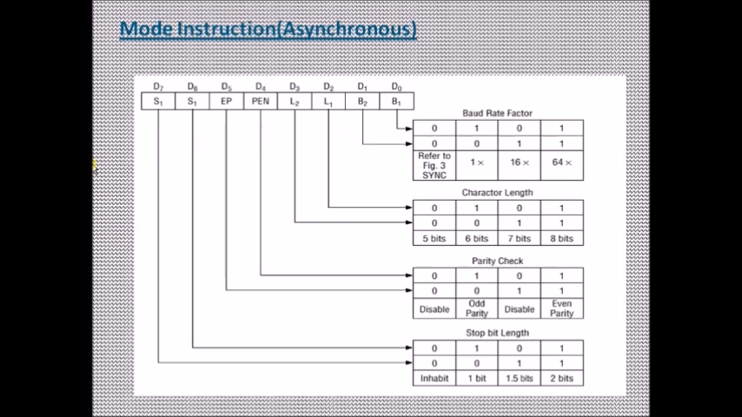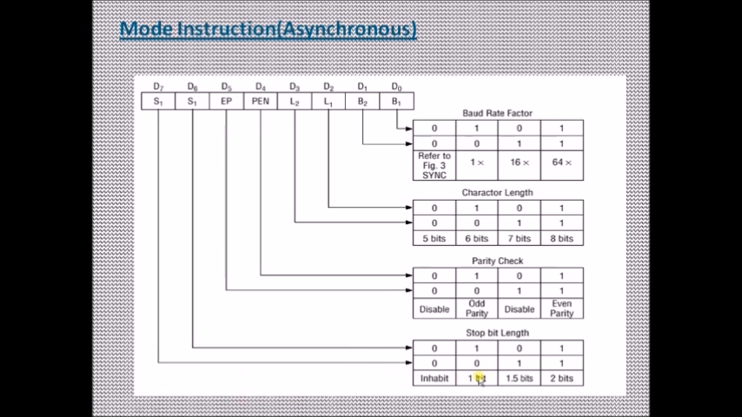Now let us see the mode instruction register, or the mode word register. It is different in asynchronous communication and in synchronous communication. Let us see the importance of this register in the case of asynchronous communication. Here we have S2 and S1 bits. These two bits are used for selecting the length of the stop bit.